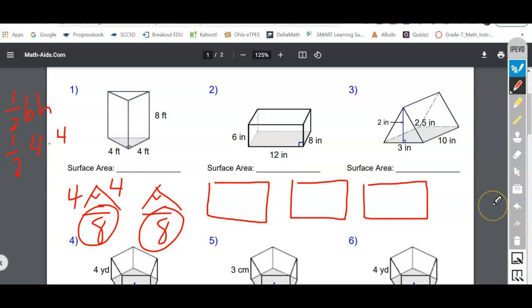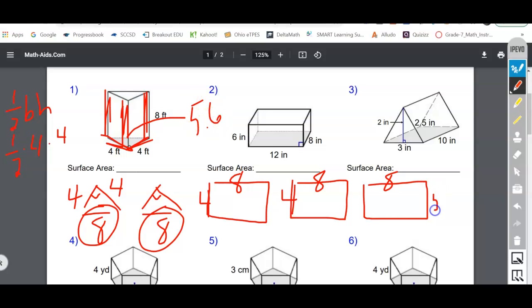All right, so we're still working on number 1. The dimensions are all something by 8, right? Because 8 goes up and down. We have these 2 front ones. Those are 4 by 8. And then I wrote in that back line is what? 5.6? So 5.6 by 8 is the third one. You see how that works?